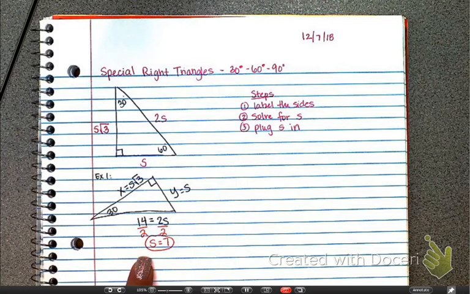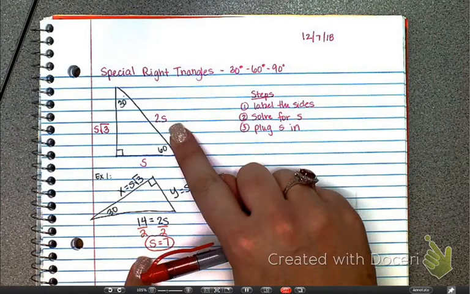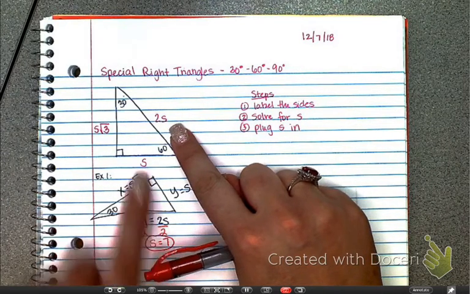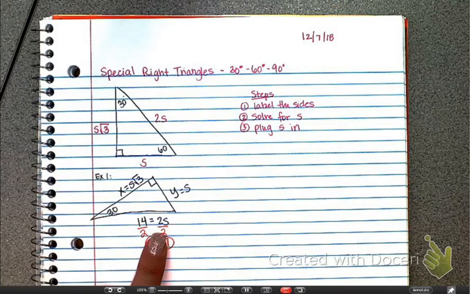You don't get why there's 2 what? 2S. Yeah, what is that from? Across from 90, you label it 2S. So across from the 90-degree angle, we label it 2S.